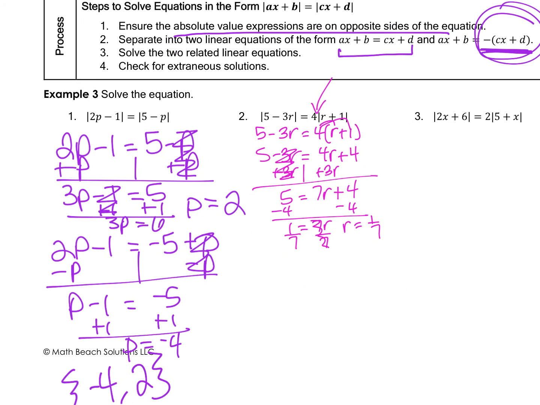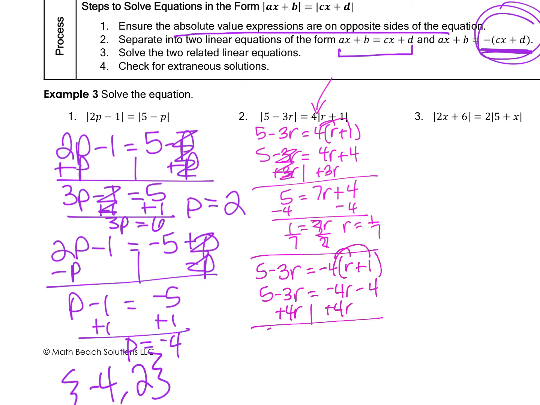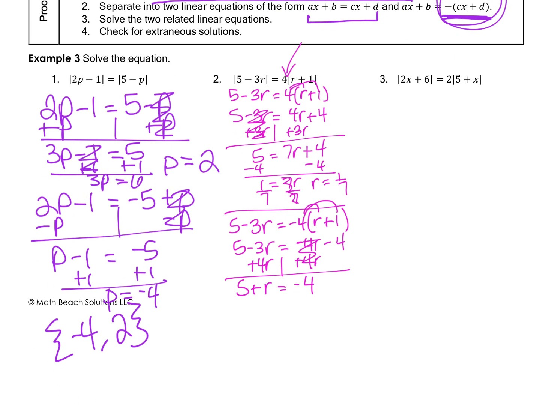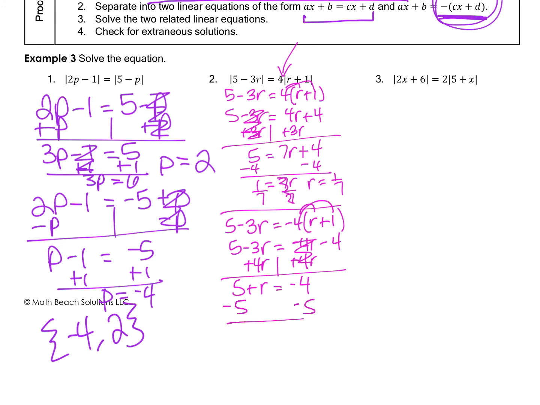But remember, you have to also set up your other one. So 5 minus 3r equals negative. Now, since we're having to distribute anyways, what you can do is go ahead and just make that 4 negative, and then make sure you distribute the -4. So -4r and then -4. We'll change the signs of both of those. So we'll add 4r. Again, it doesn't matter which side you move your r's to. So that's 5 plus r equals -4. Subtract 5, and you get r equals -9.